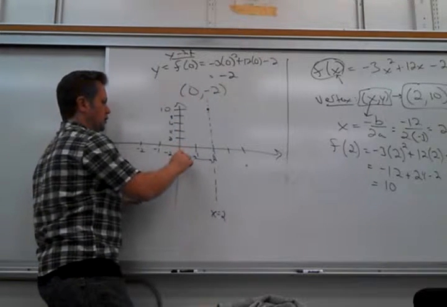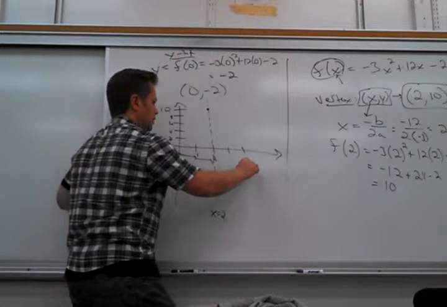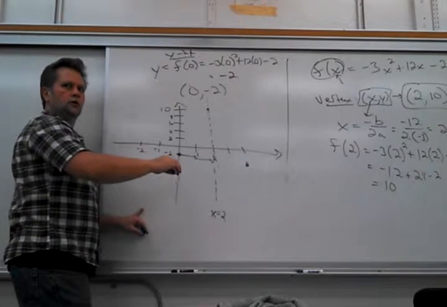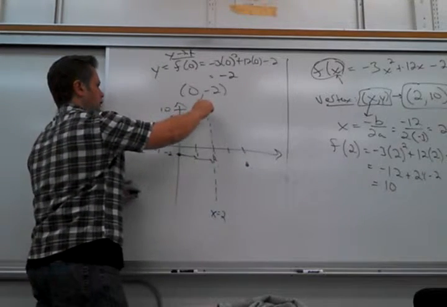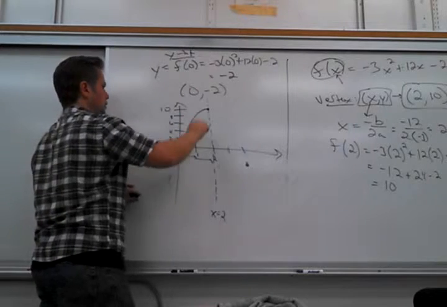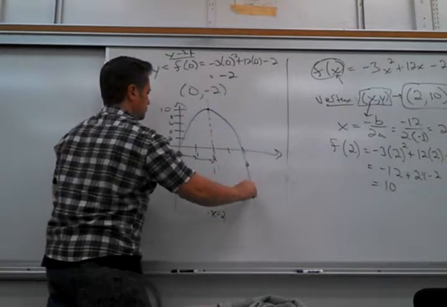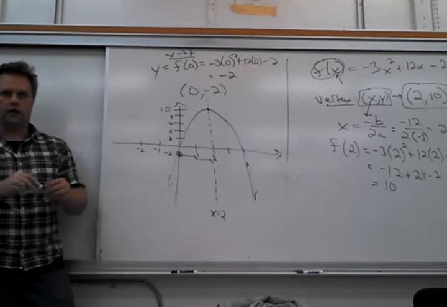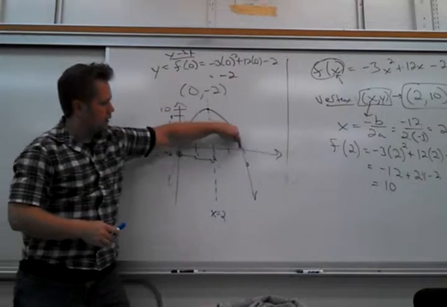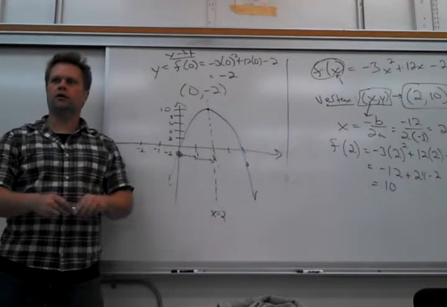So I got the y-intercept, go through the mirror, I got the other point there. And then I can make my parabola. Wow. I get my x-intercepts there. I can get approximations. I don't want to worry about that.